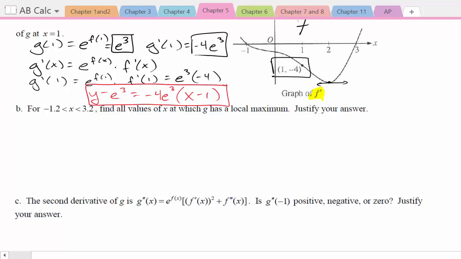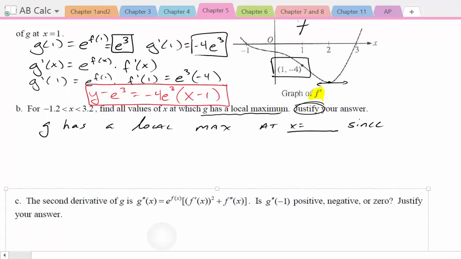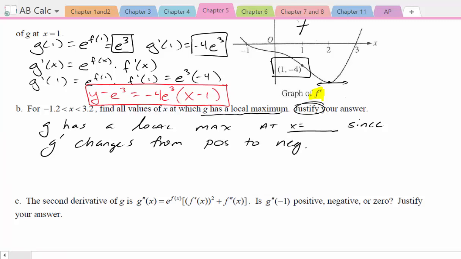Now, for part B, find all values of x for which g has a local maximum. Let's think about that justification first. How does g have a local maximum? G has a local max at some point, since it must be true that if g has a local max, g prime changes from positive to negative. So let's find when that happens. When does g prime change from positive to negative?